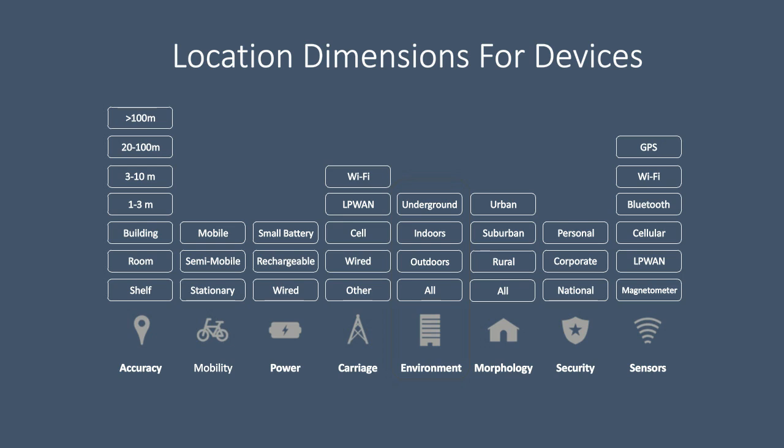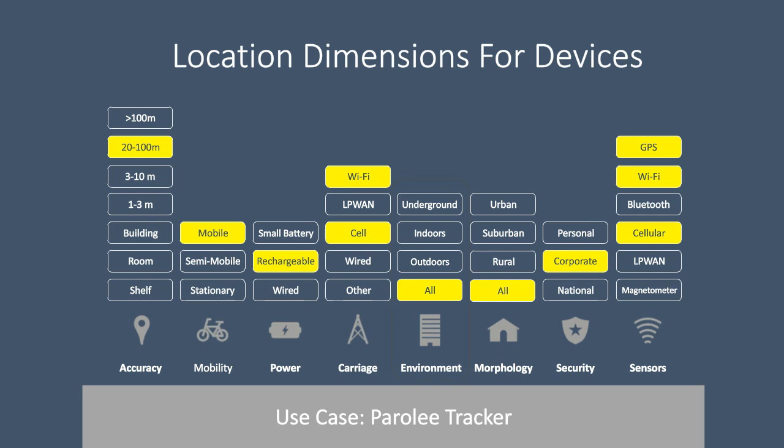I just want to use a few use cases to show how these dimensions and the selection took place for customers and partners of ours. One of them is a big business, especially in North America. Unfortunately, as an American, there are a lot of criminals and a lot of people going through that system. So parolee tracker or offender tracking devices, the common ankle bracelet.